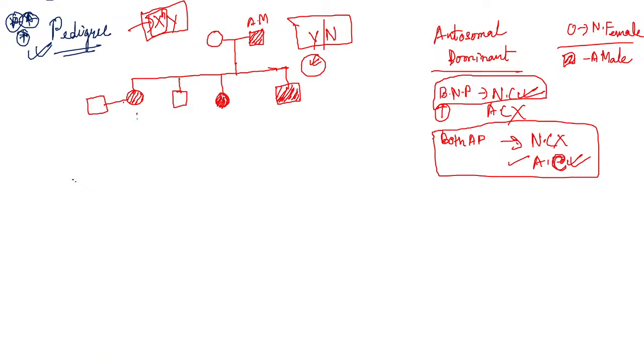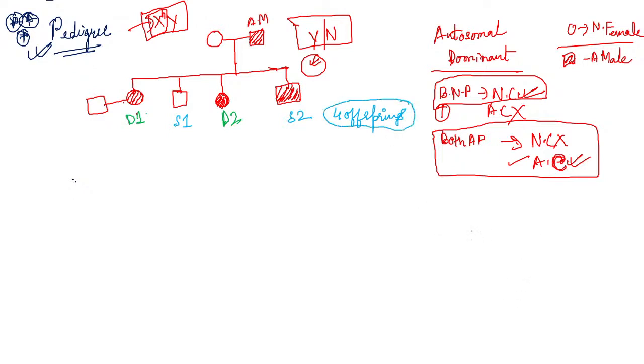You can clearly see this is daughter number 1, right? This is daughter number 2. This is son number 1, I hope you understand. This is son number 2. So how many offspring do we get? 4 offspring are there, right?